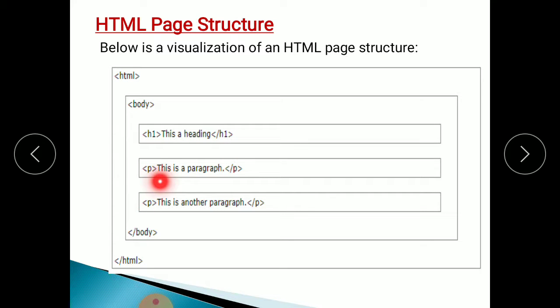Then p is another tag. P is used for paragraph. If you want to write the paragraph in your document, use the p tag. Here write the p. This is an opening tag. Use angle brackets, and within this p, this is a paragraph. Whatever paragraph you want to write, you type here. Then at the end, close this paragraph. This is the opening tag, then the closing tag.